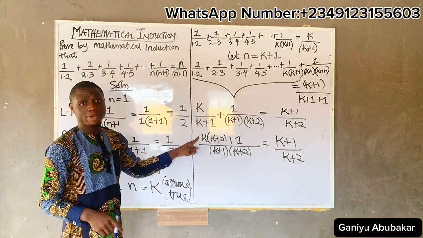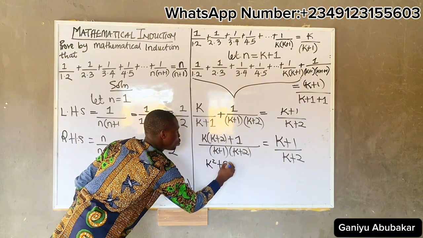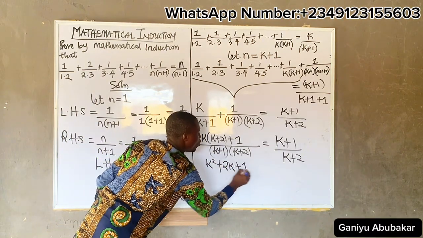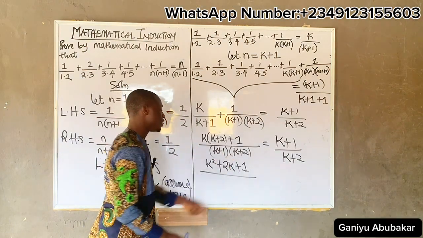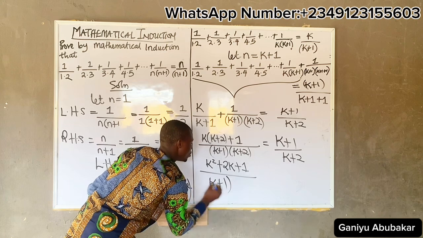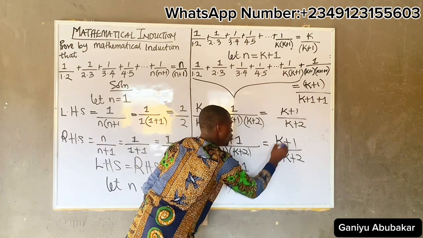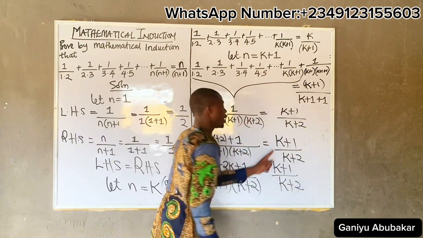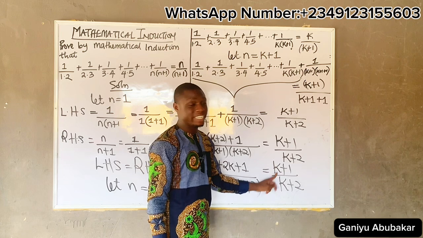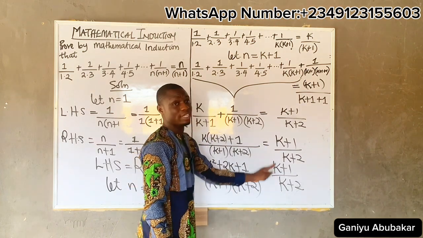Please expand numerator from here. I'll have what? K squared plus 2k plus 1, right? Over, do not expand this one yet. Repeat it down. K plus 1 into what? K plus 2. Are we there? Equal to what? K plus 1 over K plus 2. I will keep repeating this because there's no way I can simplify this again. This is the least way of simplifying this. I will ensure that what I'm doing here should relate to this.